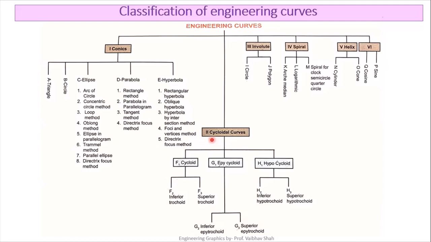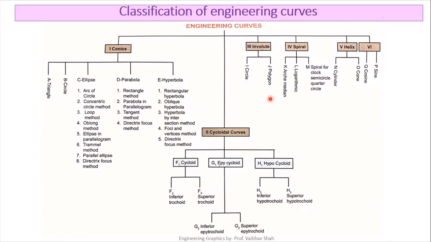It can be further subdivided into 3 categories: cycloid, epicycloid, and hypocycloid. Now cycloid can be further subdivided into inferior trochoid and superior trochoid. Likewise, epicycloid can be subdivided into inferior epitrochoid and superior epitrochoid. The hypocycloid can also be divided into 2 categories: inferior hypotrochoid and superior hypotrochoid.